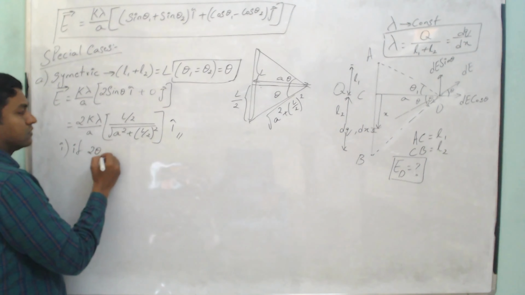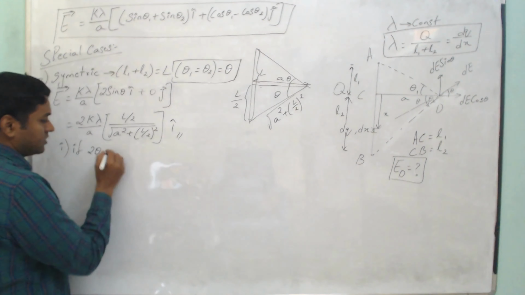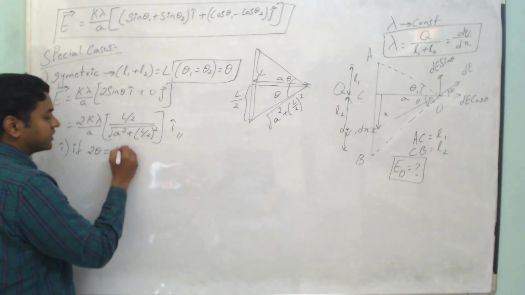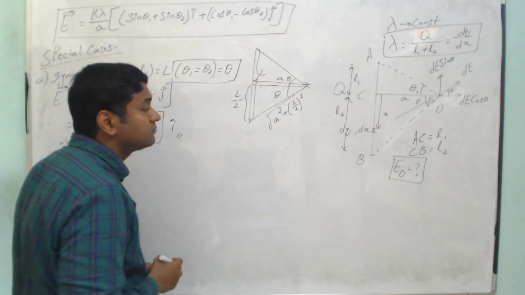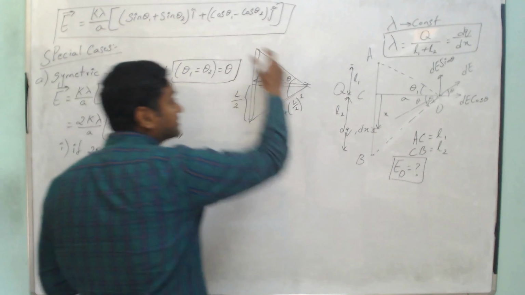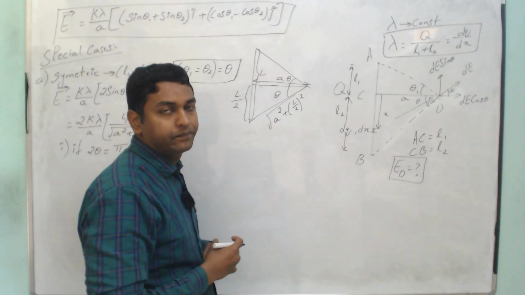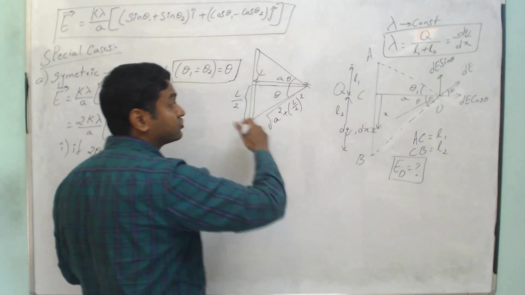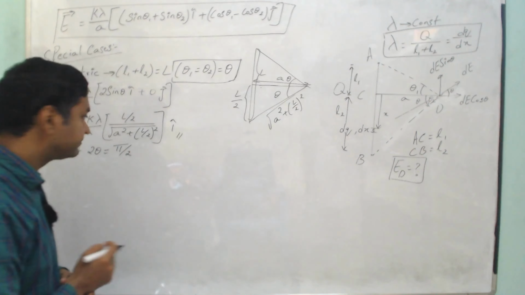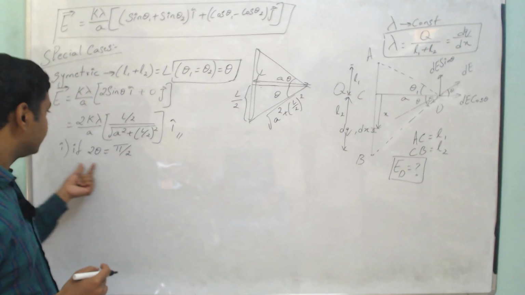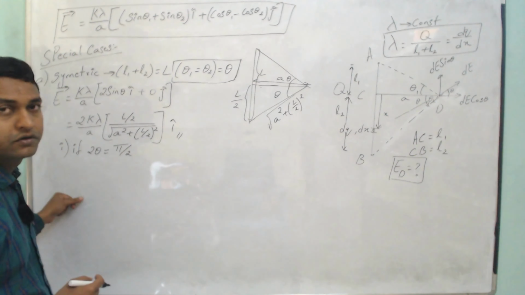If the angle subtended by the rod at the point is 90 degrees, so that makes this entire big fellow also a right angled isosceles triangle. This entire thing will become 90 degrees. Correct? If 2 theta is equal to pi by 2, that means theta is pi by 4.